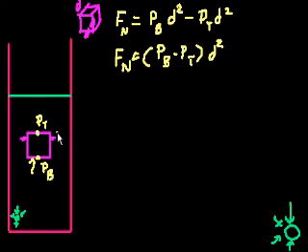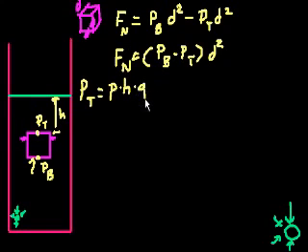Let's say the cube is submerged h units, or h meters, into the water. So what's the pressure at the top? Well, the pressure at the top is going to be equal to the density of the liquid, which I keep saying water, but it could be any liquid, times how far down we are. So we're h units down, maybe h meters, times gravity.